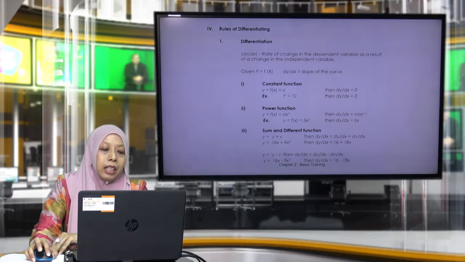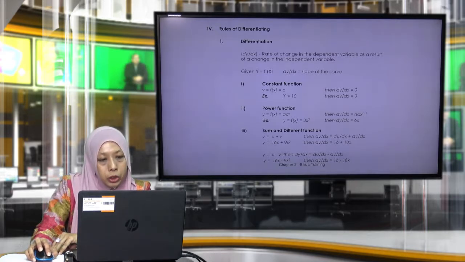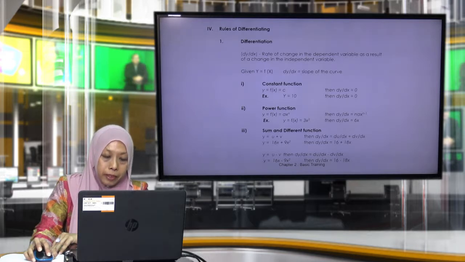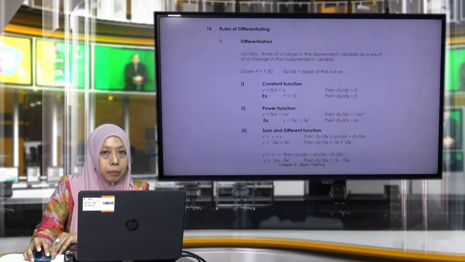Okay, now let me show you an example here. So you have y equals 3x^2. As you can see here, the exponent is 2. So to differentiate this power function, you need to bring down the exponent, okay? And then you write down the original function 3x squared, and you reduce the exponent by 1, and your answer would be 6x. I'm going to show you in detail later, yeah?